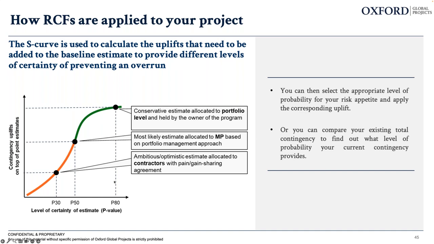Typically most of our clients, again depending on industry, for private industry it really depends on the company. Again, very much also on the affordability, right? Because the more certain the estimate, obviously the higher the cost, because the higher the contingency. But a P80, which we see as quite a conservative estimate, is then allocated to the portfolio level and really only held by the owners of the program. Does that sort of answer the question?